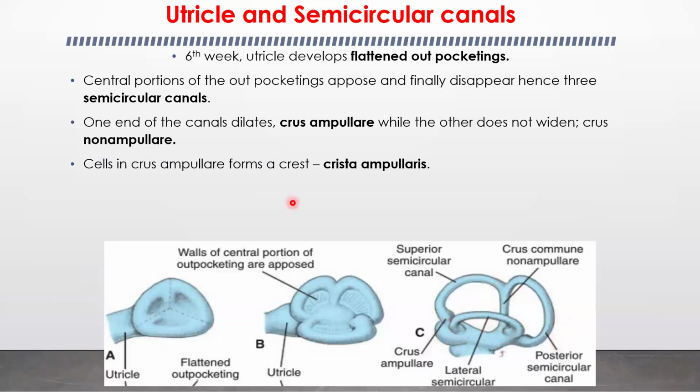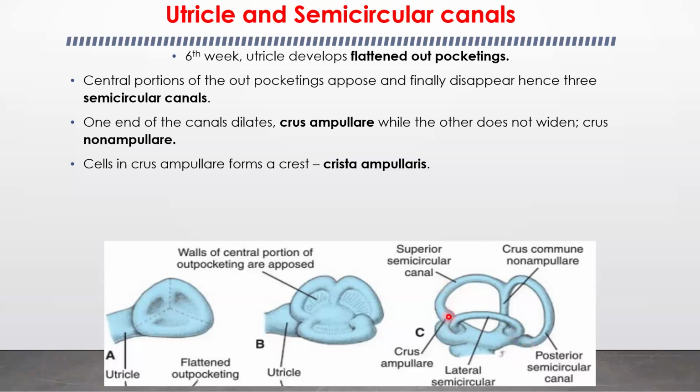So how do those 3 thickenings appear? On one end, the canals dilate. For example, this superior semicircular canal, one end of it dilates, the other one doesn't dilate. When we talk about dilating, it means widening. So one end of the canal dilates, that is the crus ampullare, while the other doesn't dilate. And that is now the non-ampullare side, the crus non-ampullare side. So this is a crus ampullare side, this is a crus non-ampullare side of this superior semicircular canal. On this other side, you can appreciate the same thickening happening here, and then the other thickening at this point.